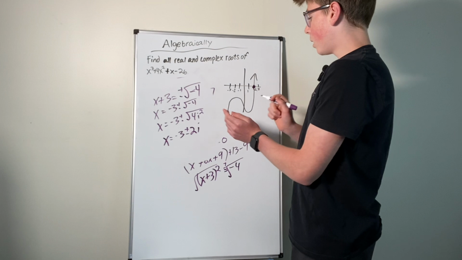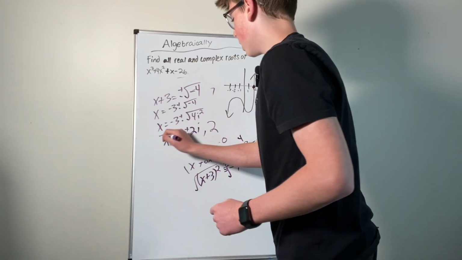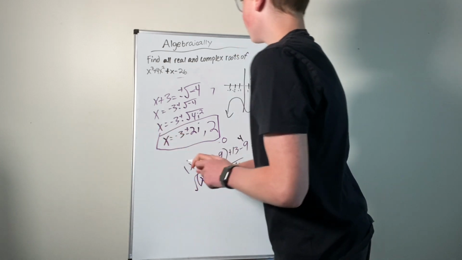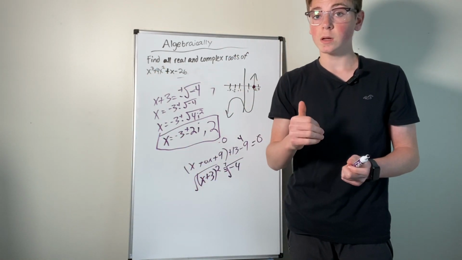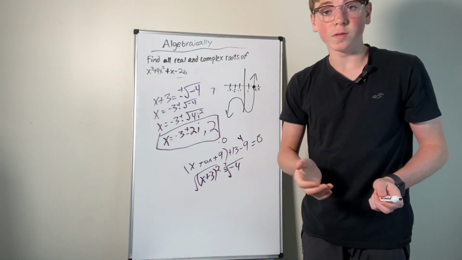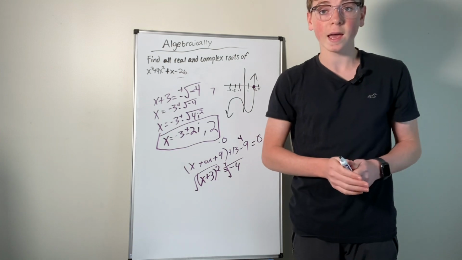And then remember, our real number solution was 2. So, from this equation and given one root, we can find all of the roots of the equation, which is x equals negative 3 plus or minus 2i, comma, x equals 2.